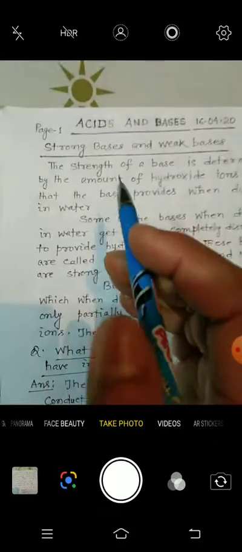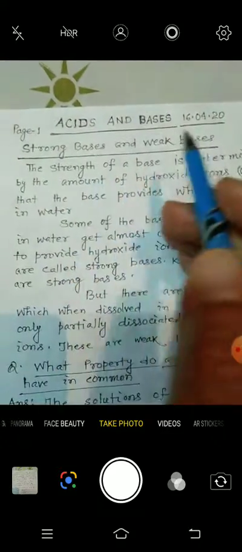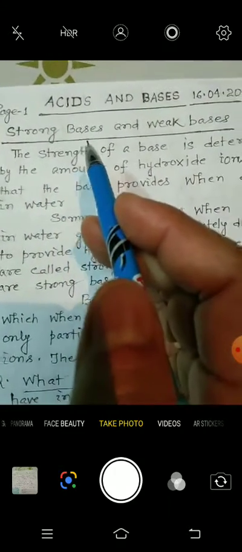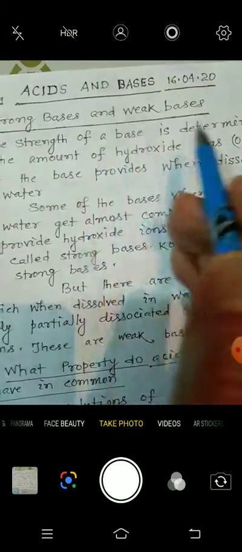Today I will discuss some remaining facts of acids and bases. So see here, strong bases and weak bases.